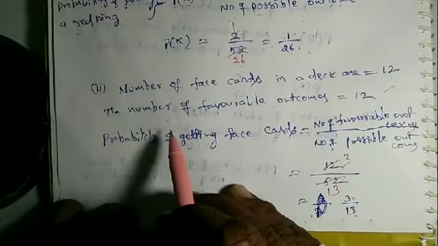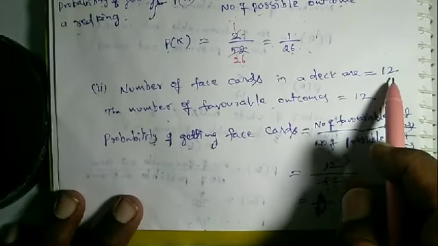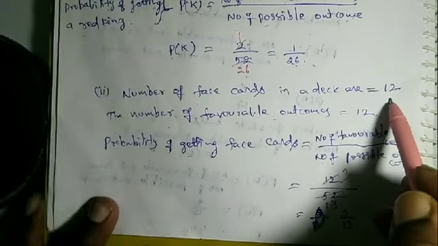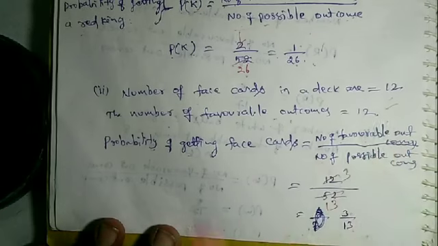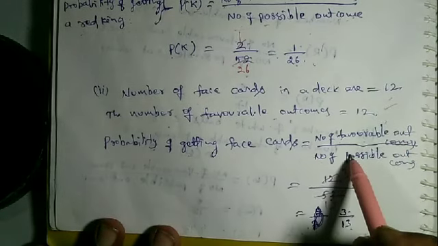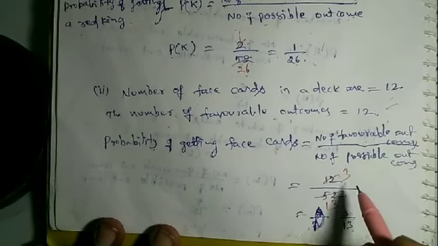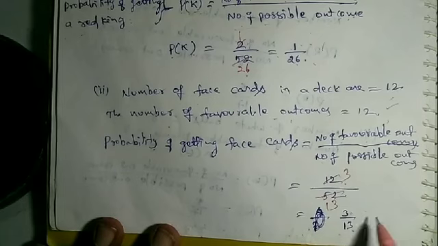Next, move to the next problem. The number of face cards in a deck is 12. All colors of face cards together make 12. The number of favorable outcomes is 12. So this is our formula. Substitute in the formula, 12 by 52. Cancel by 4: 4 ones are 4, 4 threes are 12, 4 thirteens are 52. That is equal to 3 by 13.